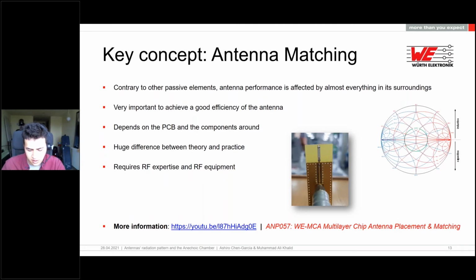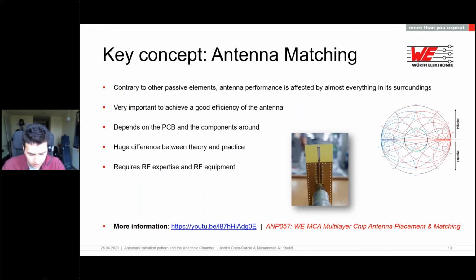Once a measurement is made, it appears on the Smith chart as a complex impedance with resistive and reactive components, and then we will be able to do the antenna matching. This is a really complex process, and for more details, I would like to invite you to check our existing webinar on YouTube, which is totally focused on the antenna matching, or our application note number 57, which is titled MCA Multilayer Chip Antenna Placement and Matching. Here you will be able to check all the details.